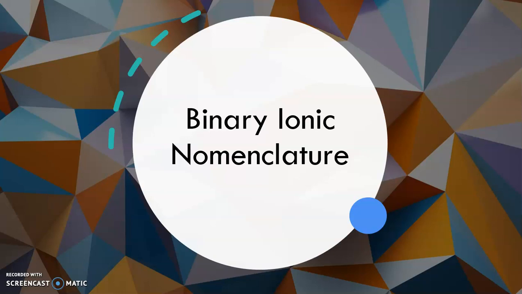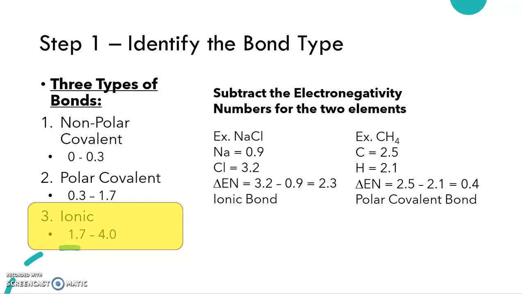In this video, I really just want to review binary ionic nomenclature. In other words, how we're going to name most ionic compounds. So where we left things off was really deciding what type of bond you have on the inside of your compound. Now, in our previous video, we talked about how to name covalent style compounds. So that's a compound that has any type of covalent bond, whether it's polar or nonpolar. In this video, we'll specifically take a look at compounds that have an ionic bond in between.